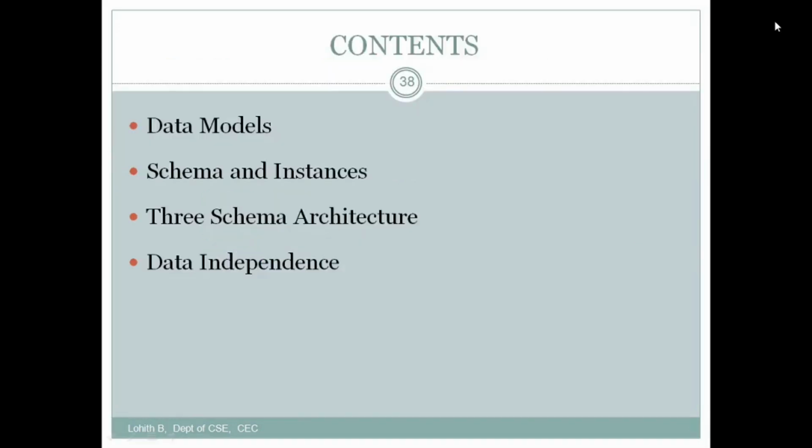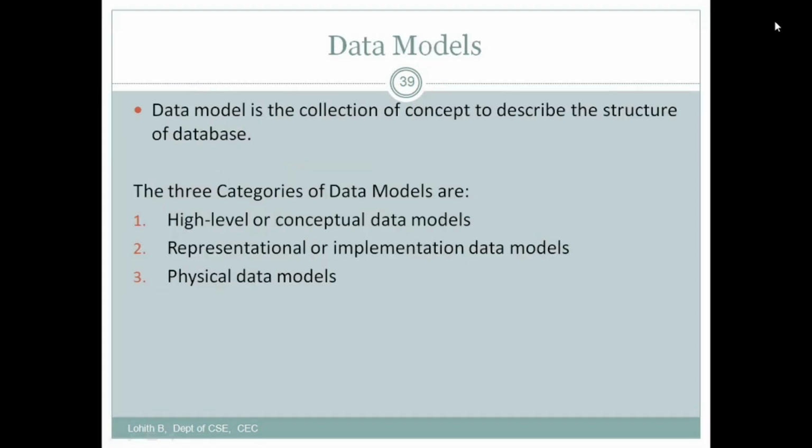The contents are data models, schema and instances, 3-schema architecture and data independence. Data models. A data model is a collection of concepts to describe the structure of a database.